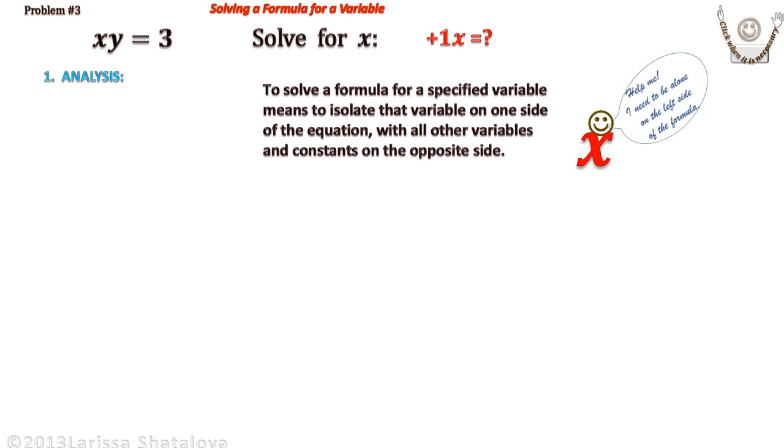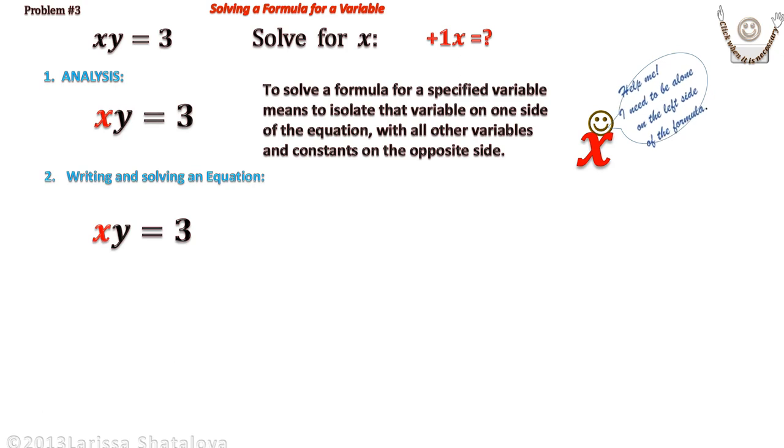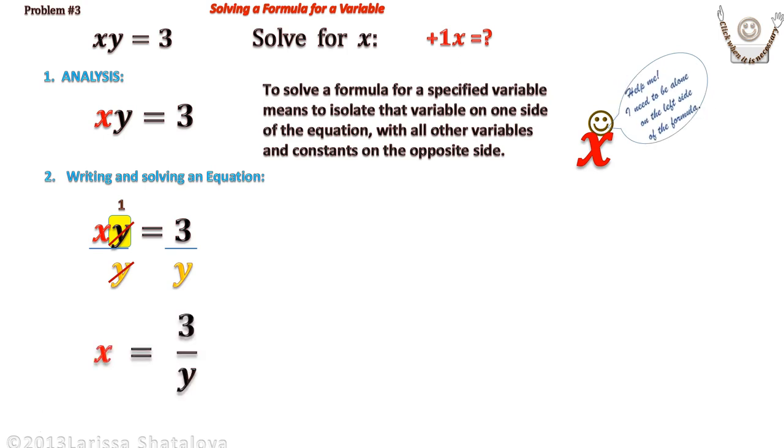Okay? Now step number 2, writing and solving an equation. What we have? X times y is 3, and we need to keep only positive 1x, or x, on the left. We have to divide both sides by positive 1y, or just y, and then simplify, because positive 1y divided by positive 1y, or y divided by y, is just 1. So the result would be x equals 3 over y.